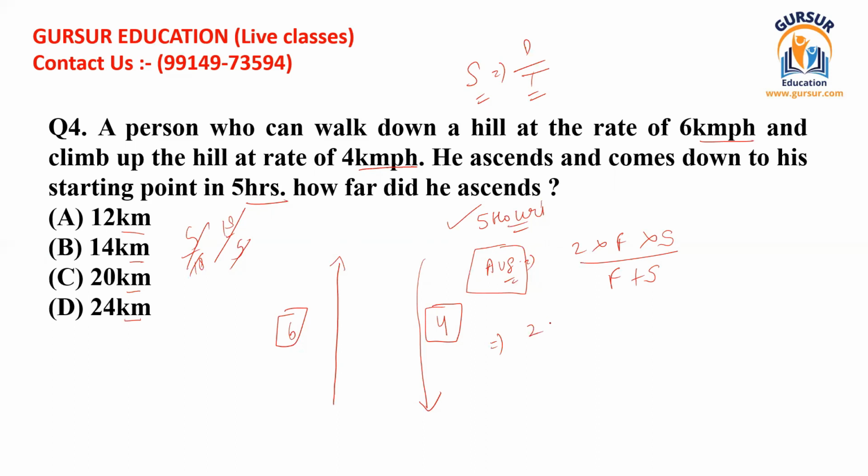So this is 2 multiplied by 6 multiplied by 4 divided by 6 plus 4. So if we solve this equation, 2 multiplied by 6 is 12, multiplied by 4 is 48, and divided by 10. So this is the average speed. So this can be considered to be the total speed of the man. So this is all about that.